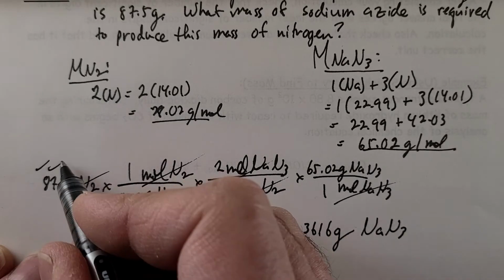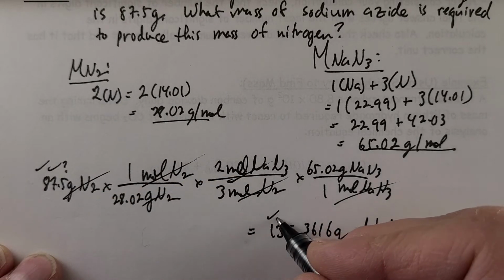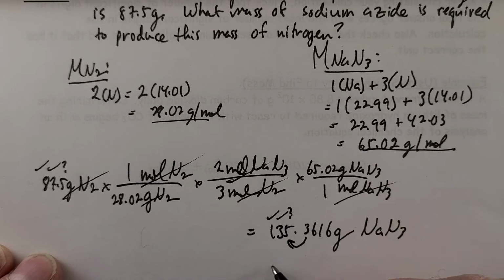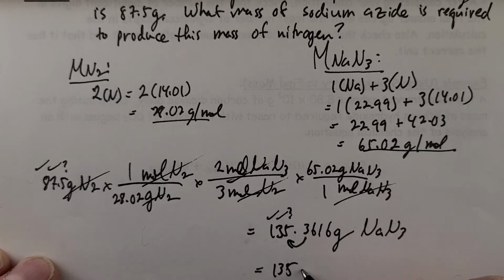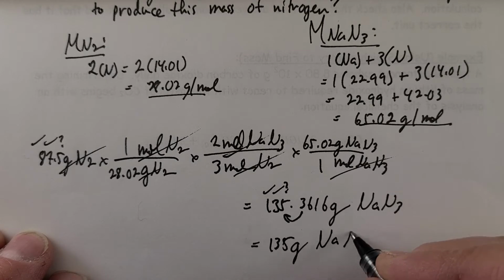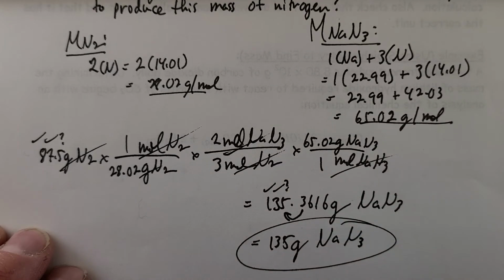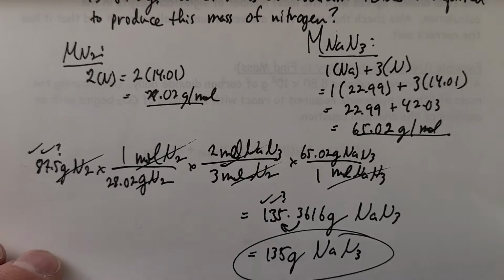And if we look here, we got 3 sig figs. This is a 3. So that's going to simply stay as 135 grams of sodium azide. Good. So hopefully you got that. Let's take a look at the next example.